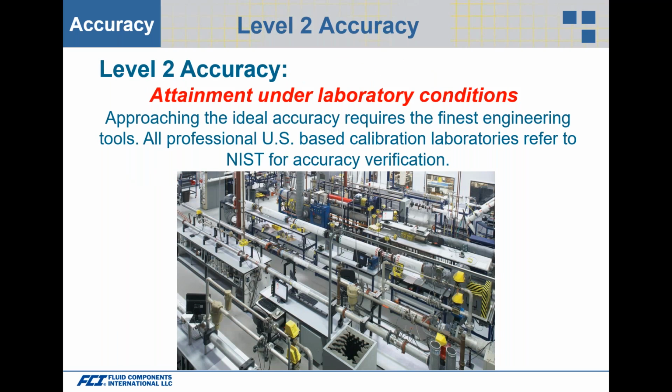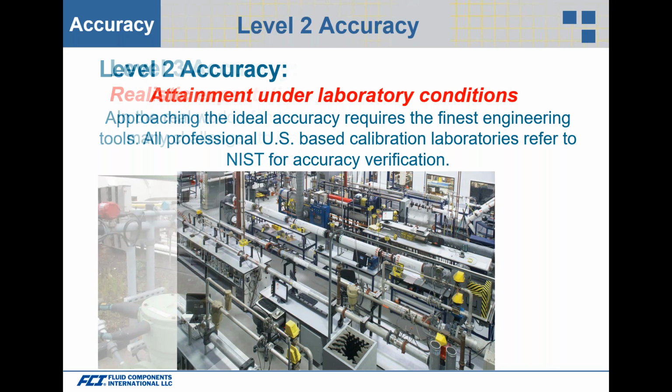Level 2 accuracy is attained under laboratory conditions. We're approaching the ideal accuracy. We're using an ideal accuracy flow meter, and it requires the finest engineering tools. Most all professional US-based calibration laboratories refer to NIST for accuracy verification. And most US-based calibration laboratories have a metrology program, which I'll talk about a little bit later.